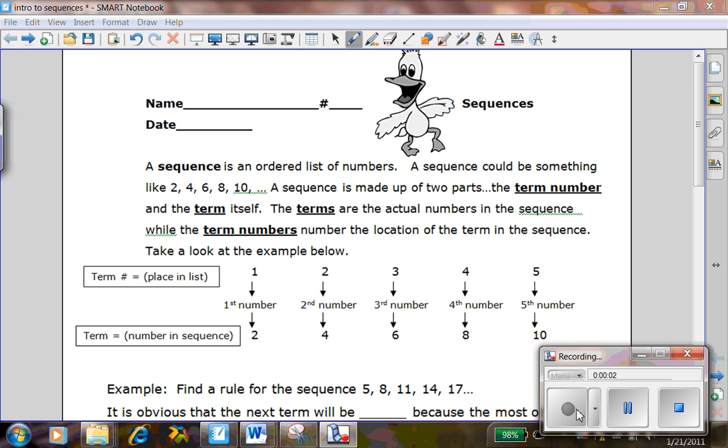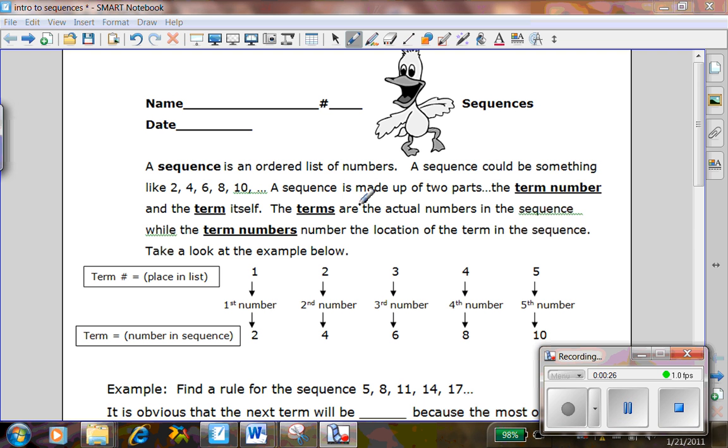All right, well, let's extend our conversation of functions to talk about a similar idea called sequences. And as you can see from your paper, a sequence is pretty simple. It's just an ordered list of numbers. There's something special about how you get from one number to the next. It could be something as simple as 2, 4, 6, 8, 10, and so on.